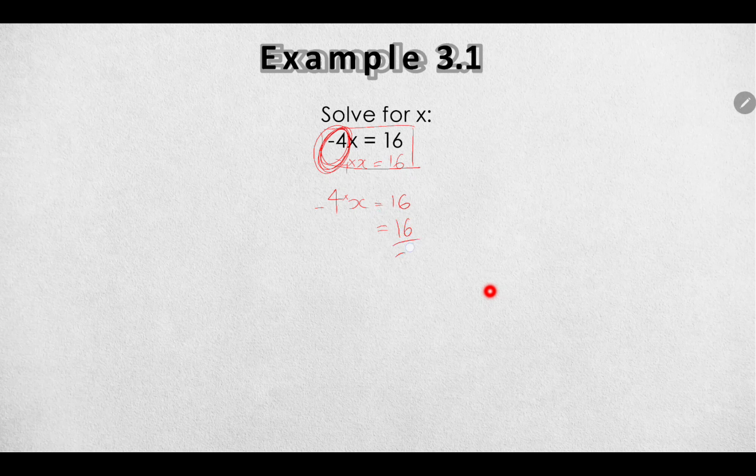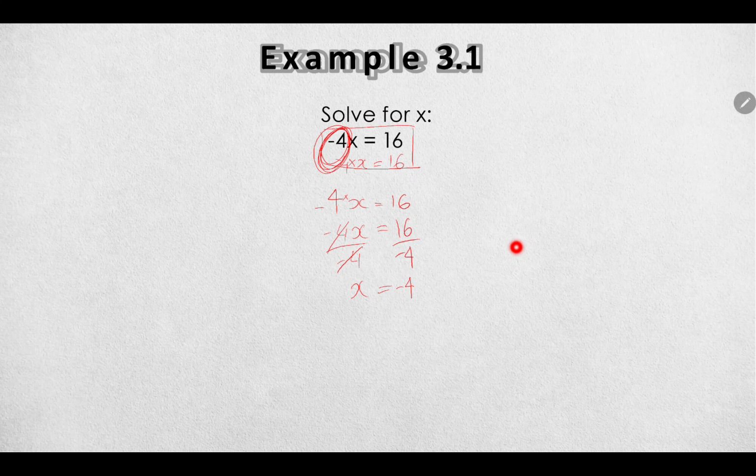Now 16 divided by negative 4. Remember, the negative 4 stays the same. To get x by itself, you have to cancel them out. So negative 4 and negative 4 get cancelled out, leaving x by itself. Now 16 divided by negative 4 is negative 4.